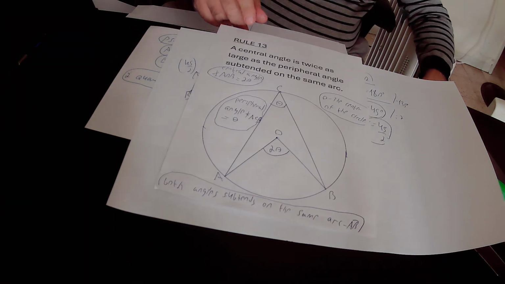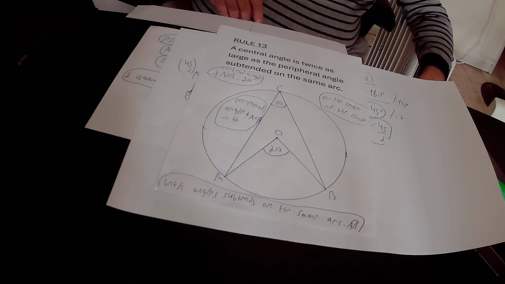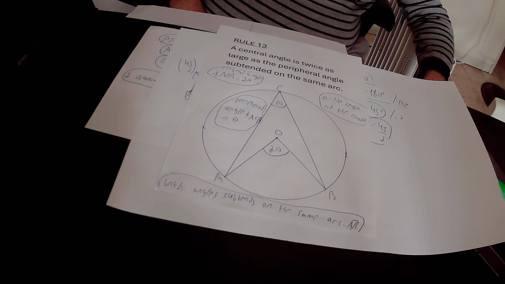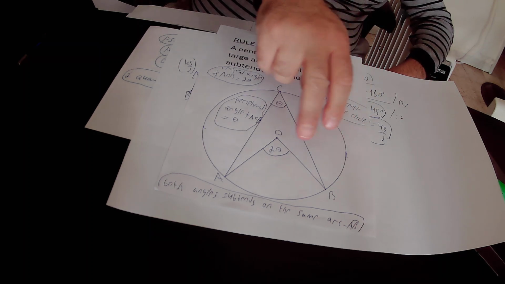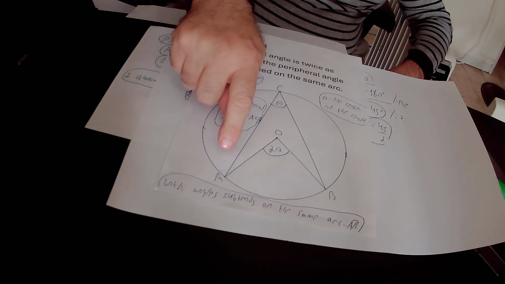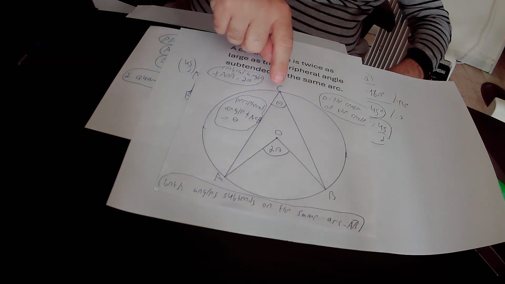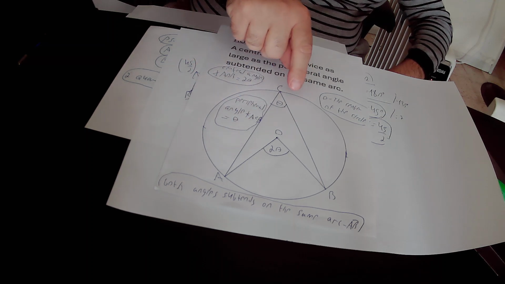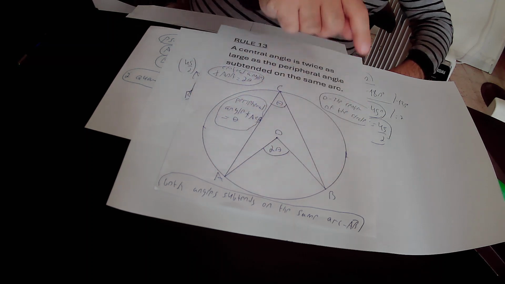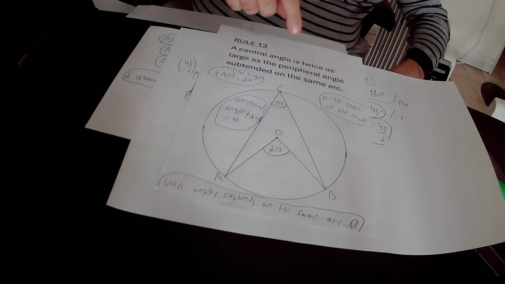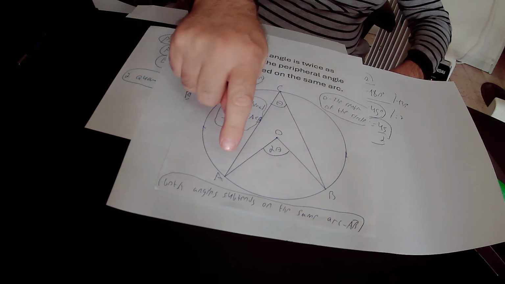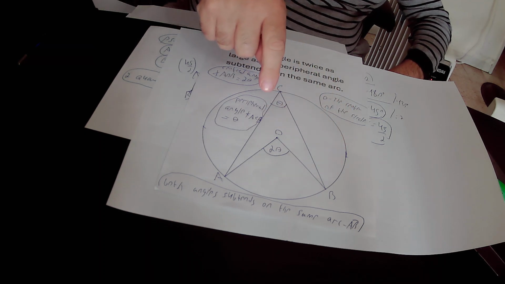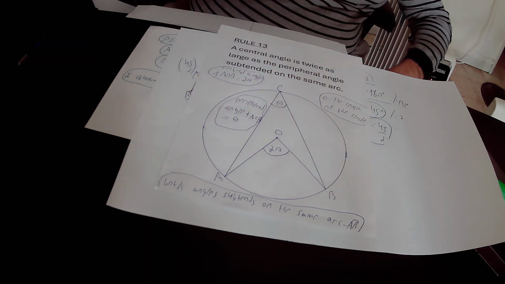According to rule number 13, a central angle is twice as large as the peripheral angle subtended on the same arc. In the drawing we have this circle, inside this circle we have this peripheral angle ACB that is equal to theta in its size, and this peripheral angle ACB is subtended on arc AKB. In addition, we have here the central angle AOB. This is the central angle AOB that is subtended on the same arc AKB.